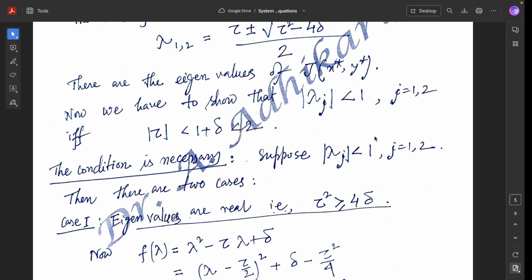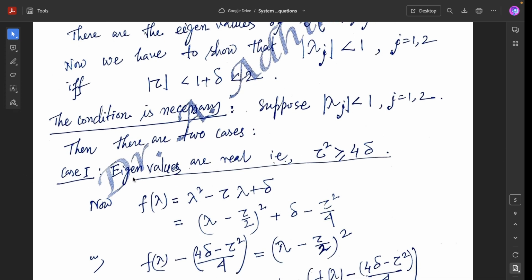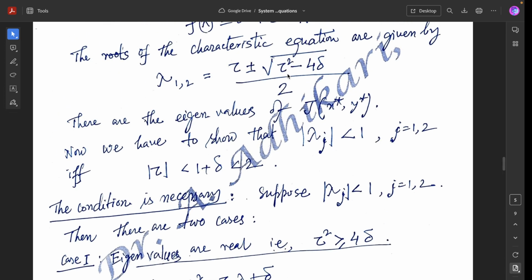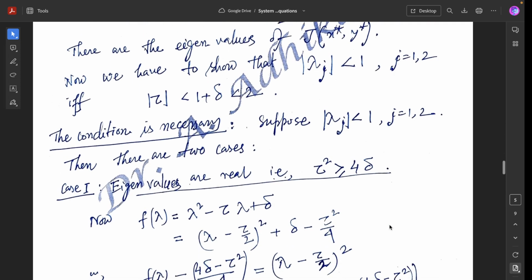Suppose |λj| is less than 1, j = 1, 2. Then there are two cases. Case 1: eigenvalues are real. So obviously τ² − 4δ is greater than or equal to 0. That is, τ² is greater than or equal to 4δ. So τ² − 4δ is greater than or equal to 0.